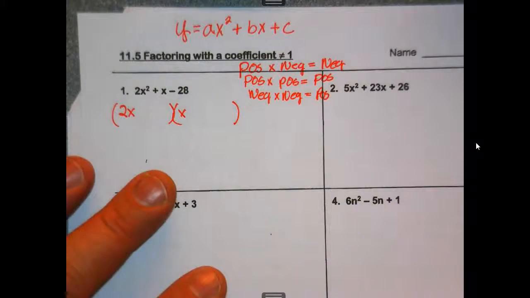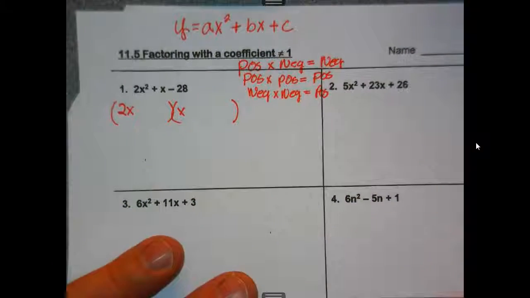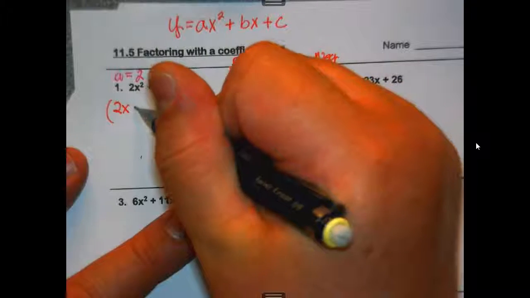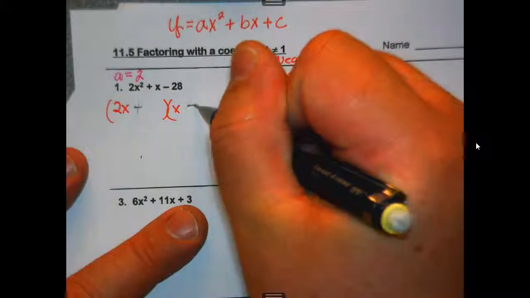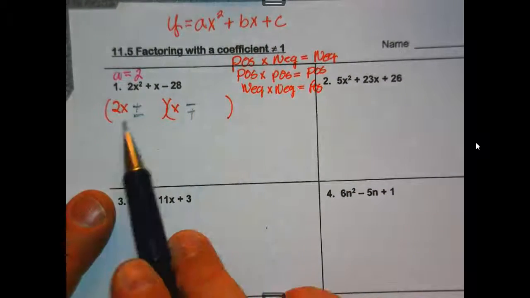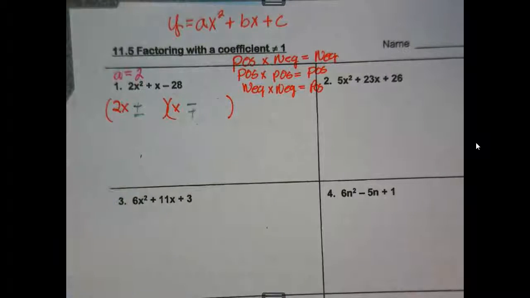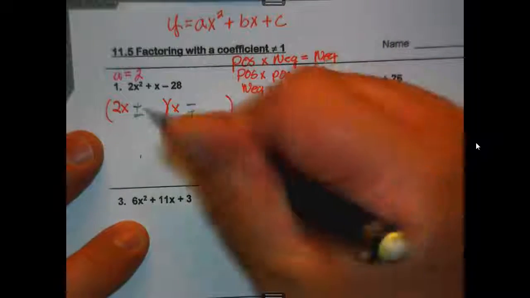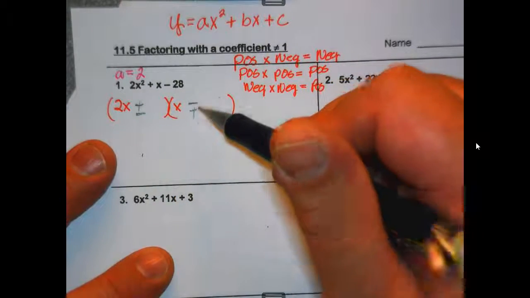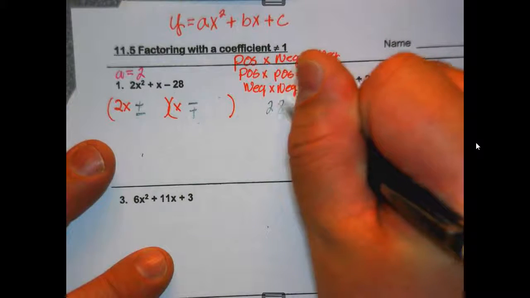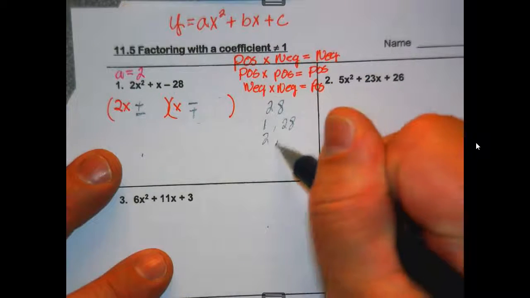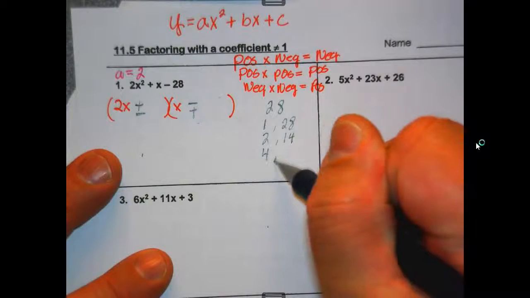But because our a here is 2 and it's not 1, we don't know if we need a plus sign here or a plus sign here. So we're either going to have a plus minus here or a minus plus here. So this is a little tough. We're going to have to do some figuring. Hopefully we can get it close enough to where we can finally get the answer. Let's look at the factors of 28. I have 1 times 28, 2 times 14, and 4 times 7.